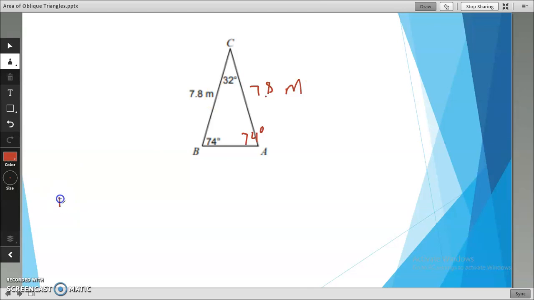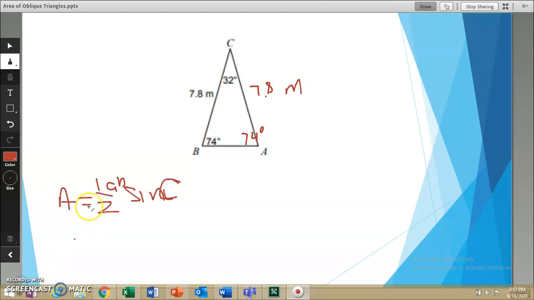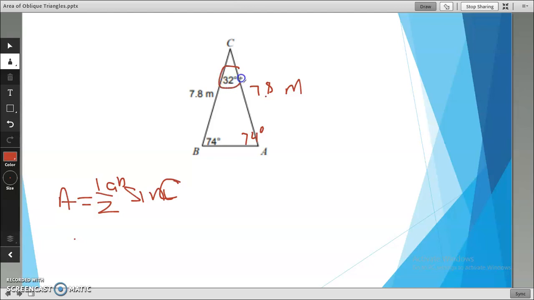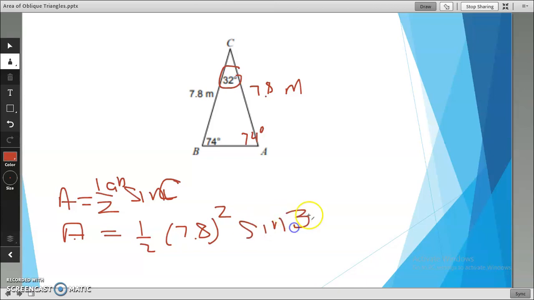of area equals 1/2 side AB times the sine of the included angle. So our included angle here is actually at C, so we're lucky again. So we have area of 1/2 of 7.8, basically squared again, times the sine of 32. This should look similar to the other ones that we've done so far. And so again, when I evaluate this, I get 16.1 meters squared.